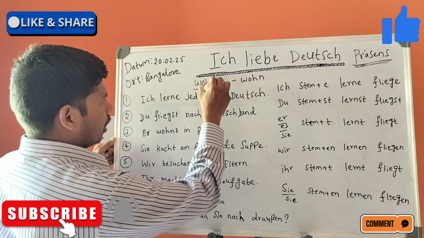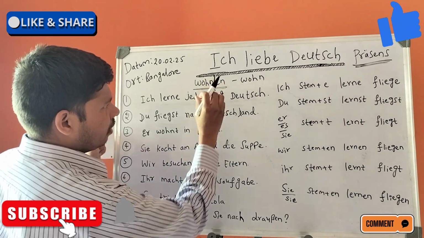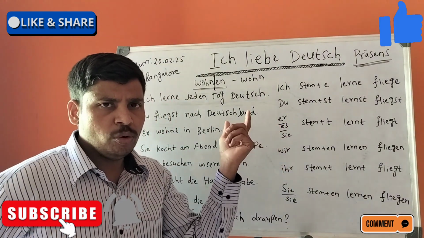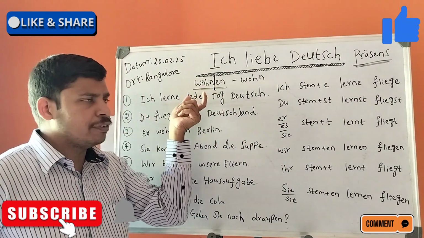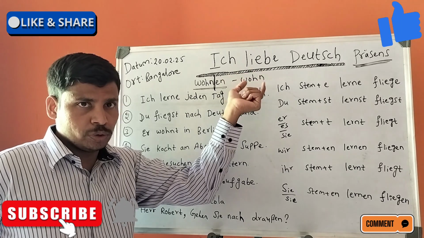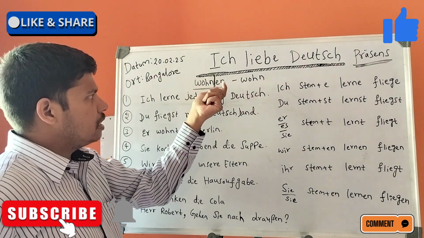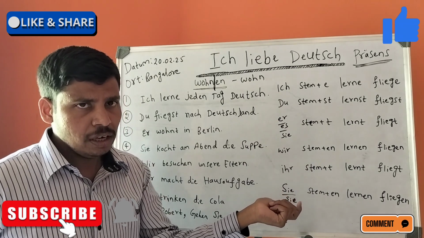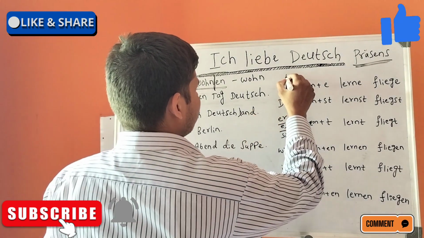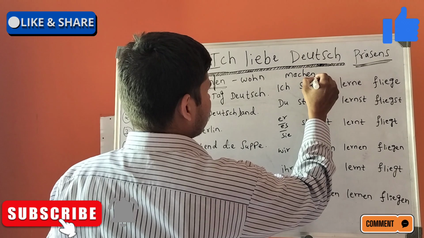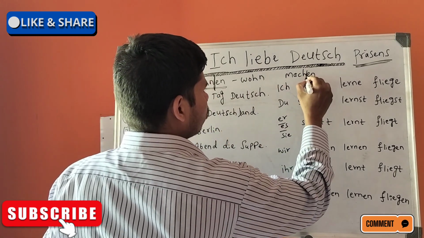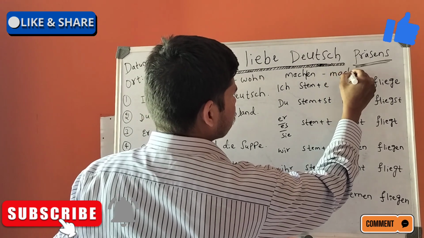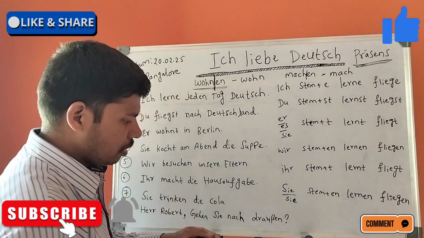For example, let us see one verb, wohnen. As I told you, all the verbs end with en. If you remove en, that becomes our stem or the root word. If you remove en from any verb, that becomes the stem. For wohnen, en is removed, wohn becomes our root word or stem. I can also give you machen, which is to do. If I remove the en, mach becomes the stem.